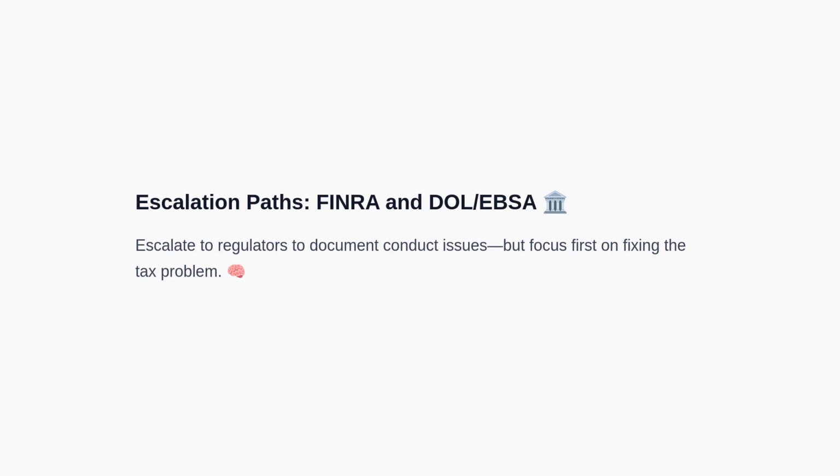Transitioning to escalation. If you believe there was a breach of professional conduct or failure to act in your best interest, you can file complaints with FINRA for broker-dealer conduct and with the Department of Labor's Employee Benefits Security Administration for retirement plan asset issues. However, fix the tax classification problem first before shifting attention to complaints.